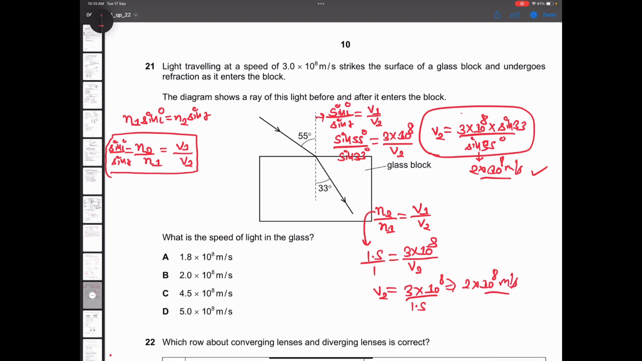So we have done the question using both relations and the answer is coming out to be the same. Your choice which method you want to use. So the answer will be B in this question.